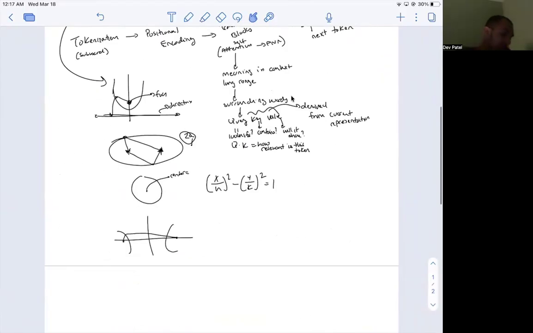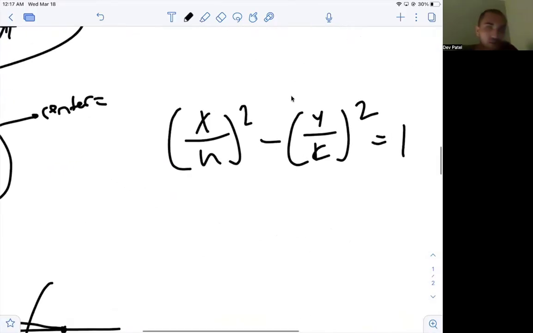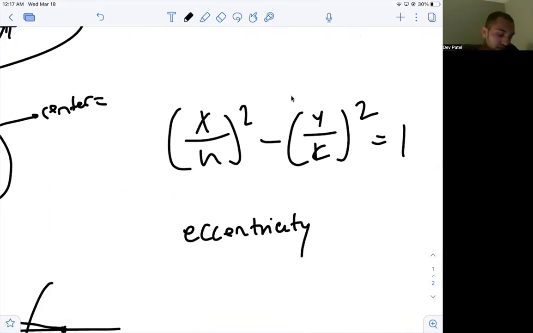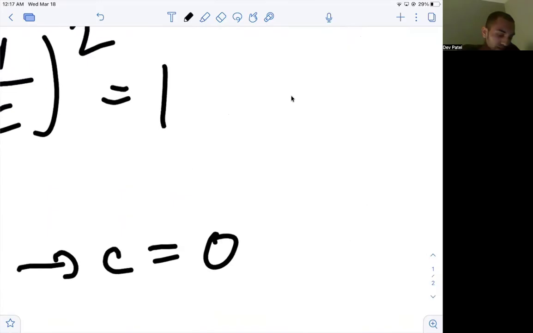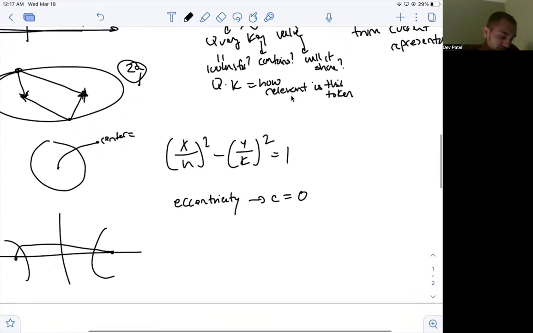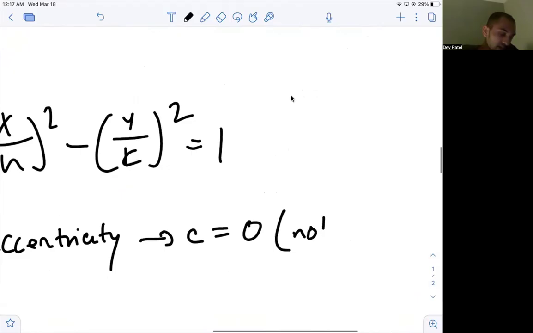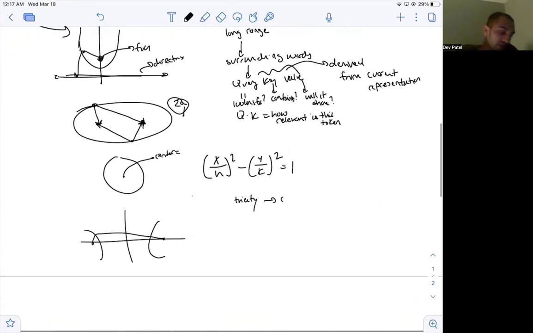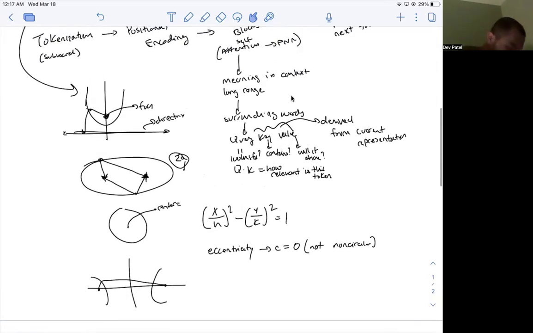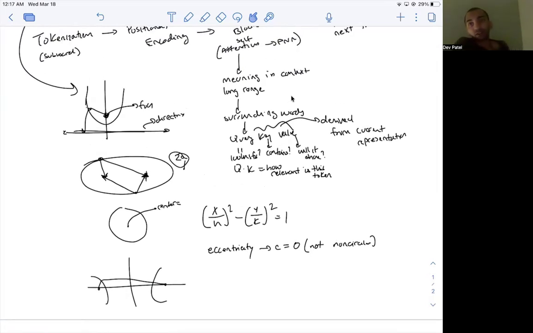And we also have eccentricity, which represents how circular or non-circular the ellipse or hyperbola or conic section is. So for a circle, we have an eccentricity of 0, right? Because it is not non-circular. So how non-circular is it? The farther it is from being a circle, the more the eccentricity will increase.